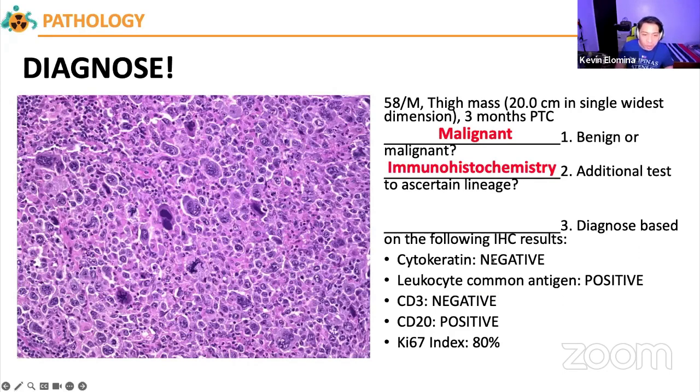And you have to diagnose based on the following IHC results. As you can see, you have here leukocyte common antigen positive, which indicates hematolymphoid differentiation. Your cytokeratin is negative. It means it's not epithelial. Your CD20, which is a B cell marker, is positive. So this is a high-grade B cell lymphoma. So it's lymphoid. It's a malignant lymphoid neoplasm. It presents as a mass.